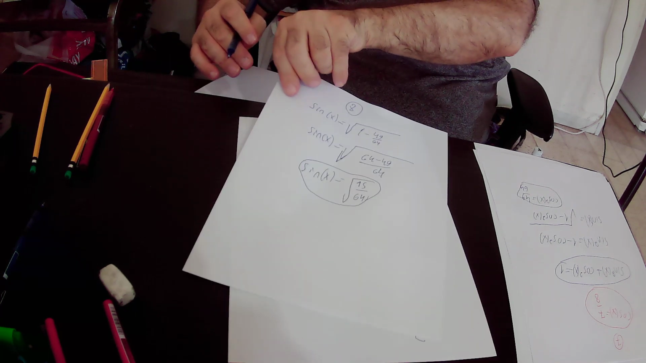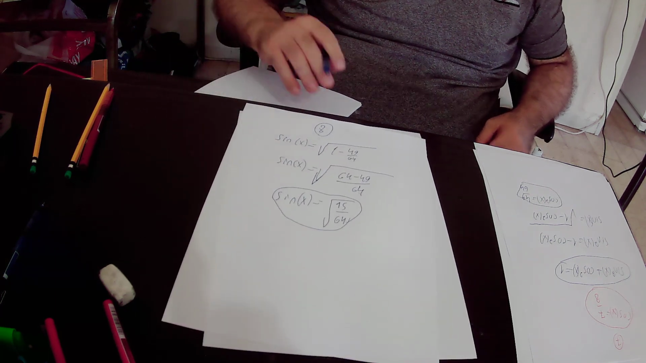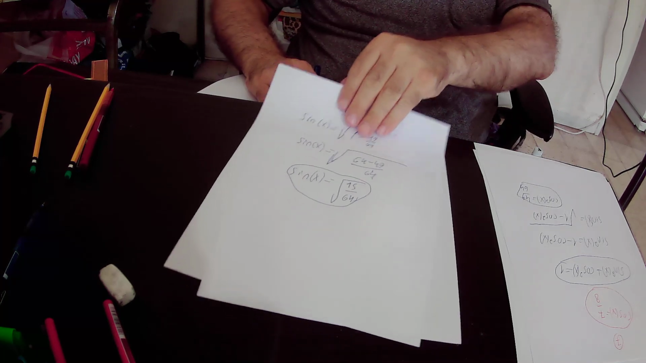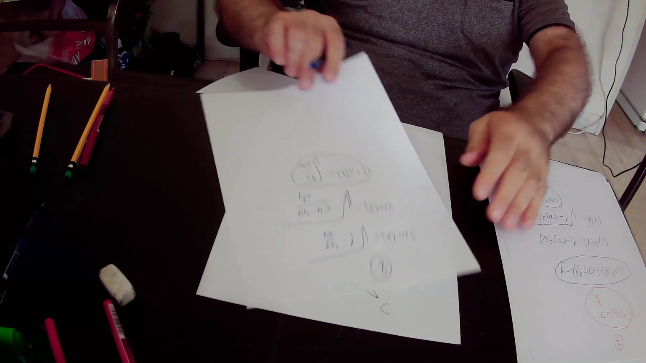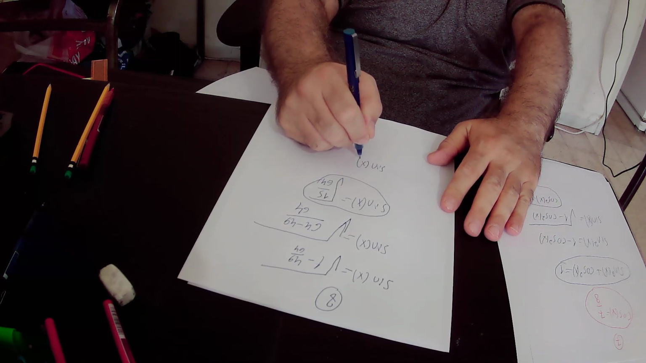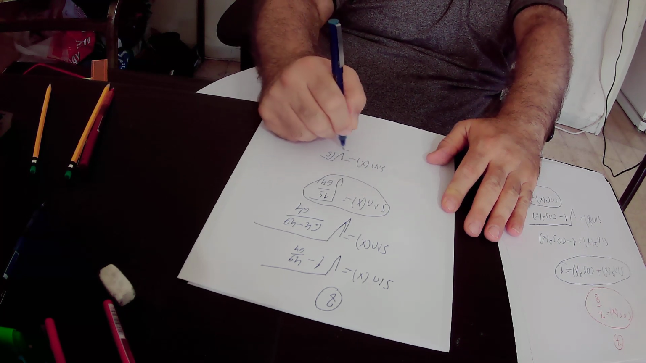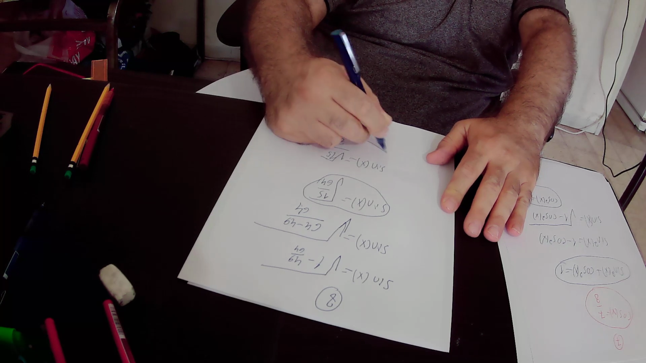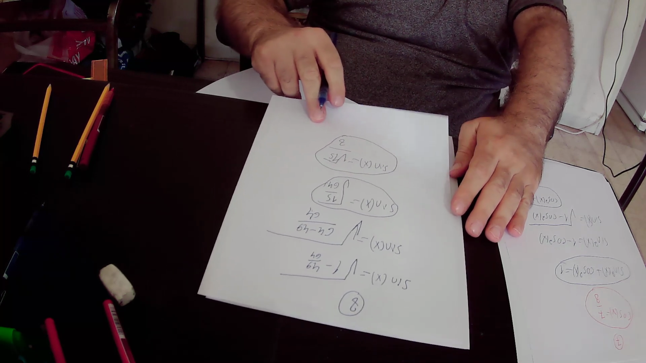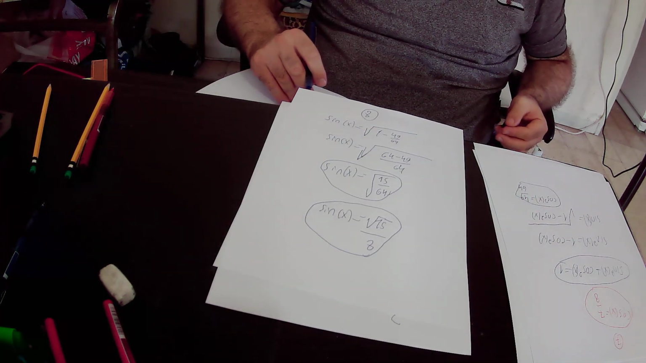So sine x equals root 15 over 64. The root of 64 is 8, so I write it down. We will get that sine x equals root 15 over 8. Okay, sine x equals root 15 over 8.